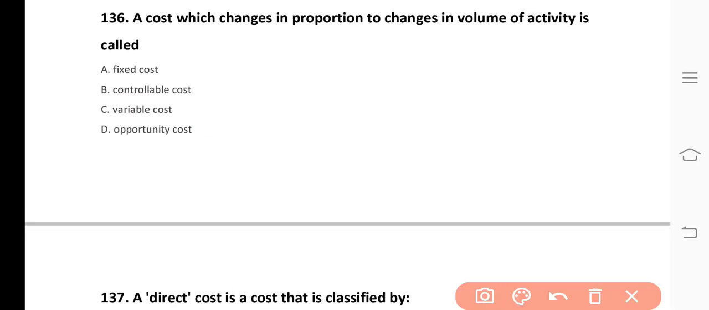MCQ number 136. A cost which changes in proportion to changes in volume of activity is called fixed cost, controllable cost, variable cost, opportunity cost. So the correct option is option C, variable cost, which changes in proportion to changes in volume of activity. With the increase in volume of activity, the total variable cost will increase. With decline in volume of activity, the total variable cost will decline. So option C is correct.